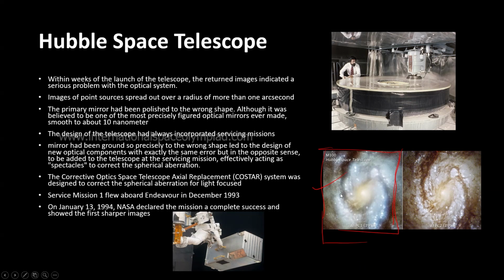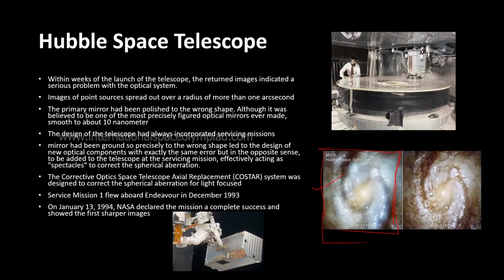So then what can we do? Either we have to decommission or abandon that mission, otherwise we can do some correction. And in 1993, the first service mission actually happened. During that service mission, what they did was something similar to an optical corrector.